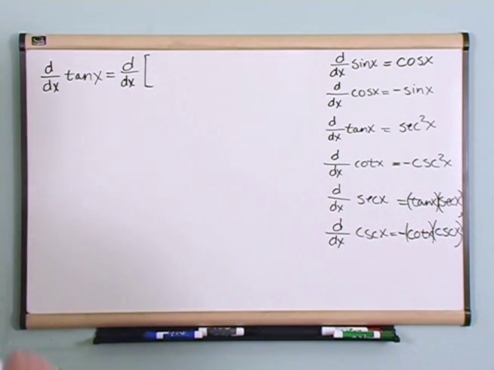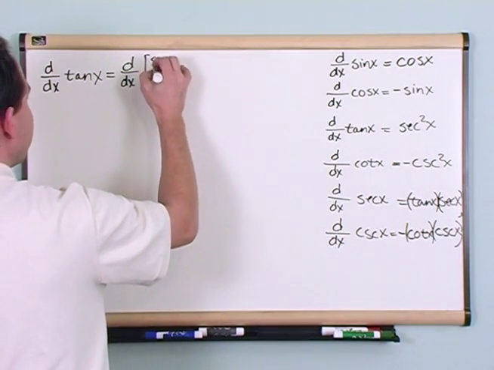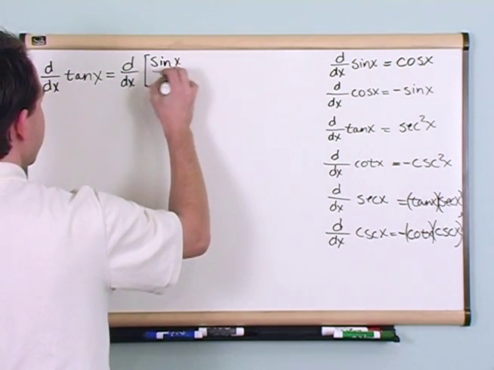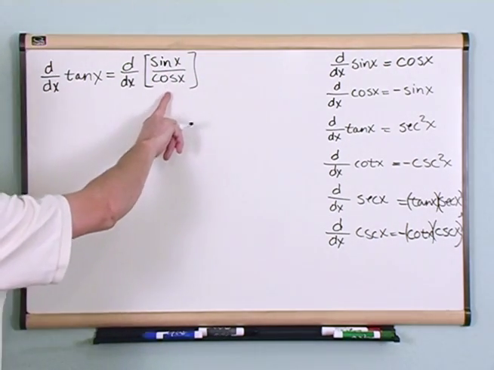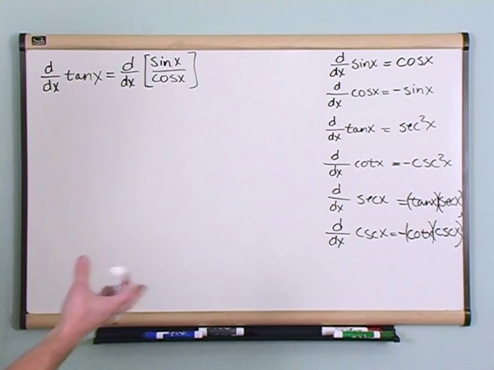If you remember back from your trig, the tangent function is simply defined by definition as the sine of x over the cosine of x. That's a definition. This is something that's just true. It's not anything I'm proving to you. That's what tangent is equal to.